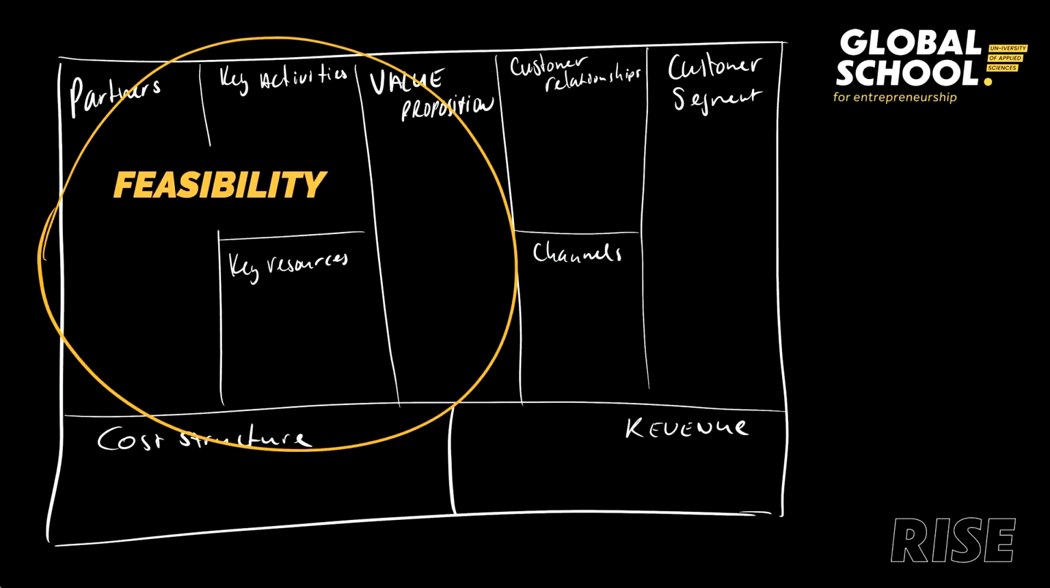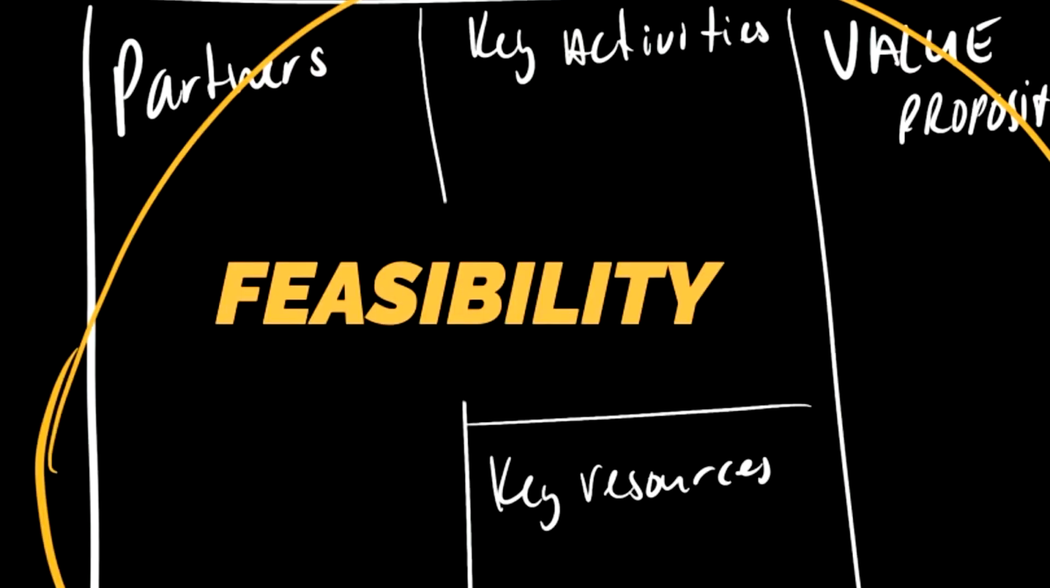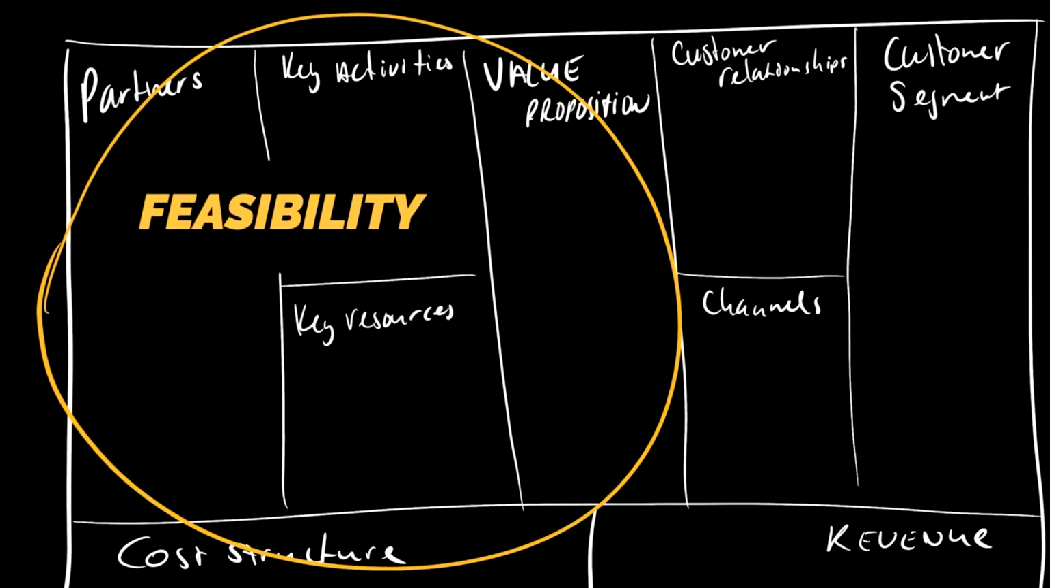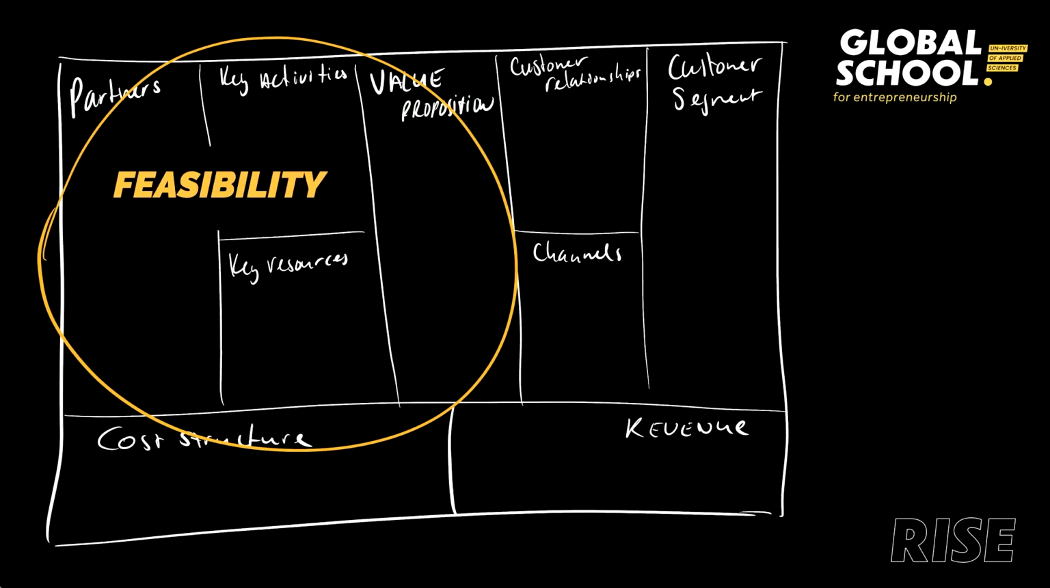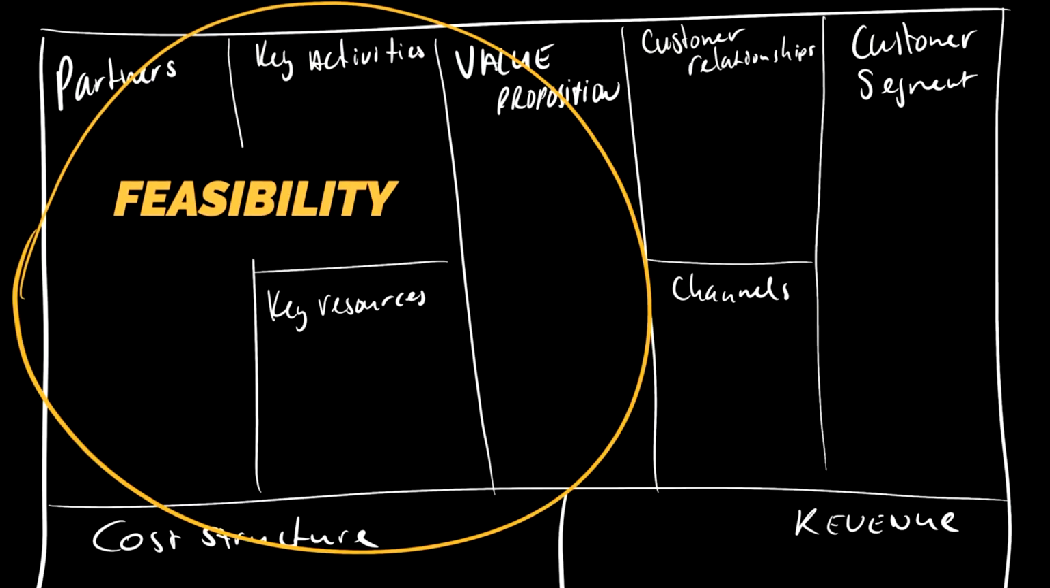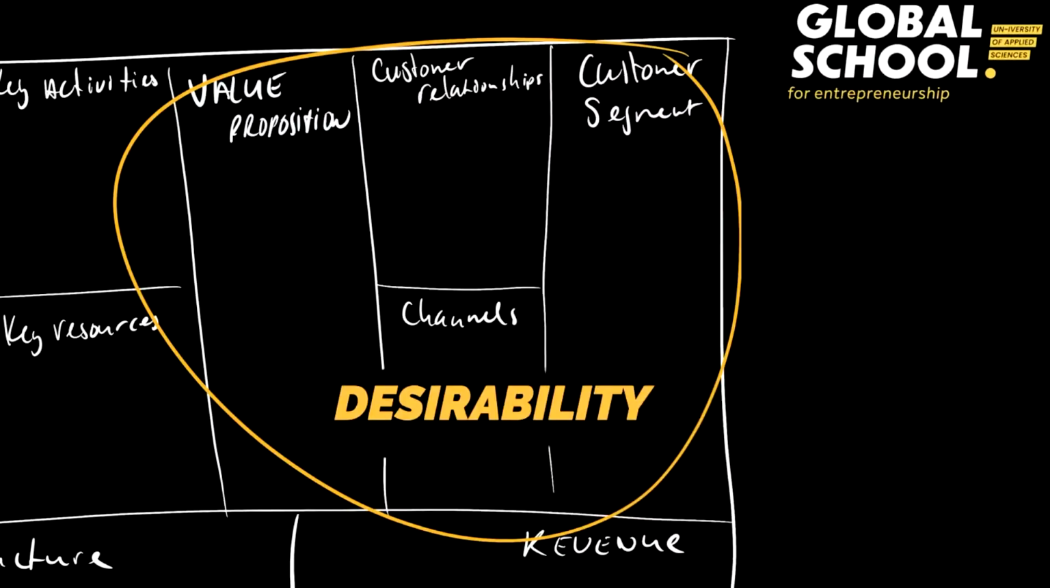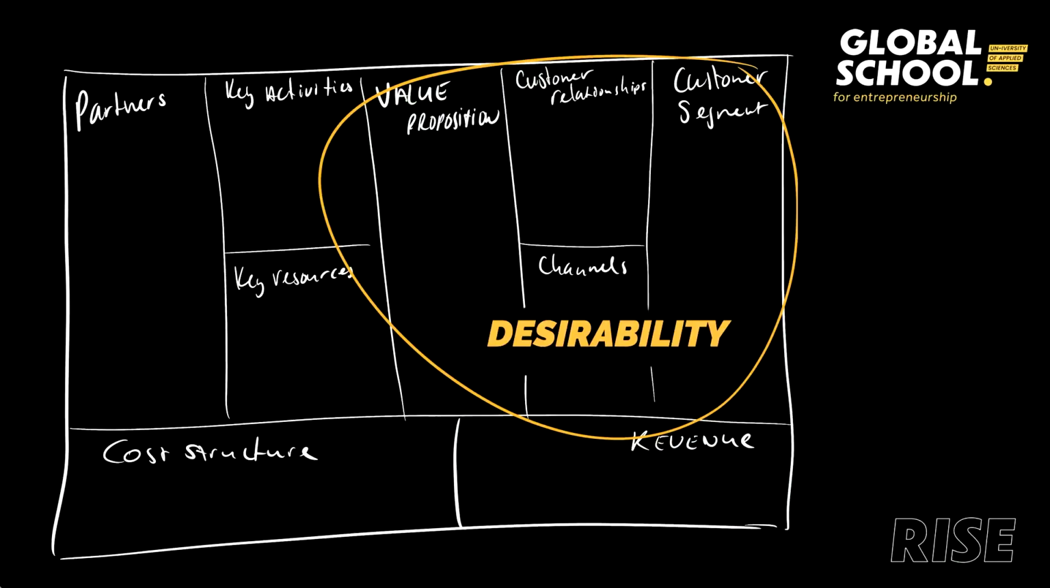Then you also have the feasibility, and that is on the left-hand side of the canvas. That's everything you need to have in place to be able to offer the value proposition and get it to the customers. What you normally start off with is the desirability. It is creating something for a specific customer segment that they really want. Because if there is no value created, then there is no revenue. So desirability is something that you normally start off with. So you start normally with that first.